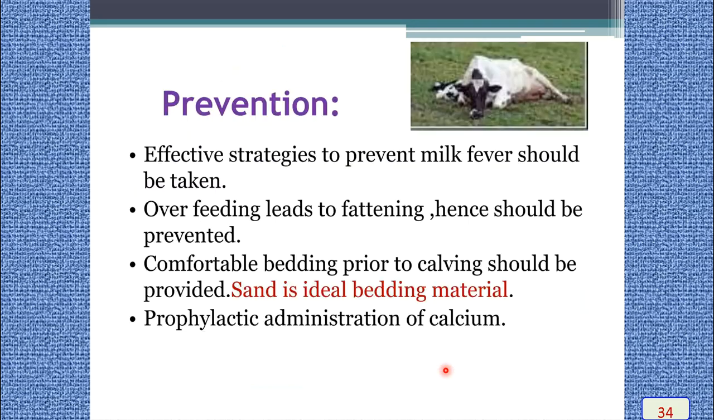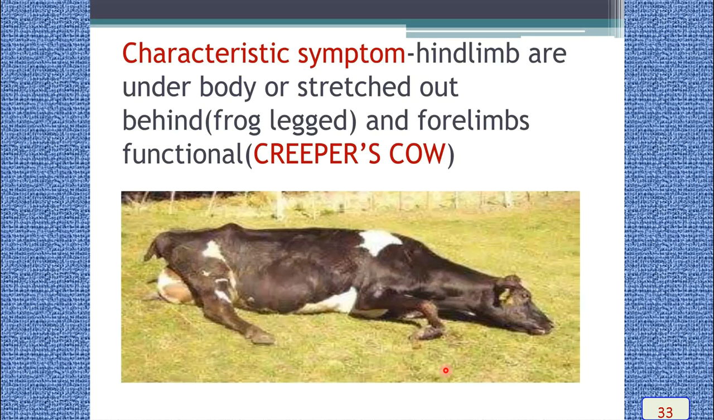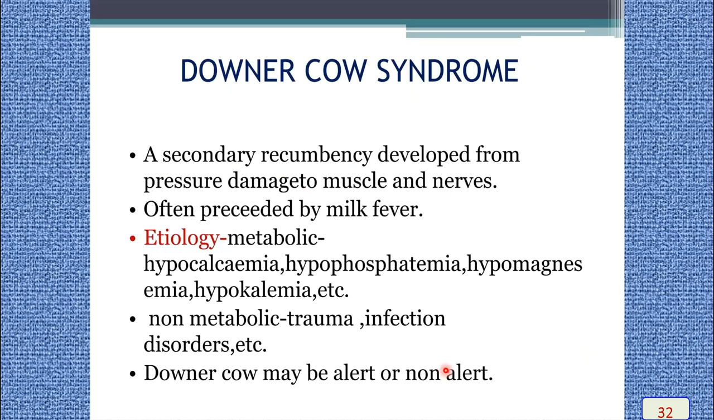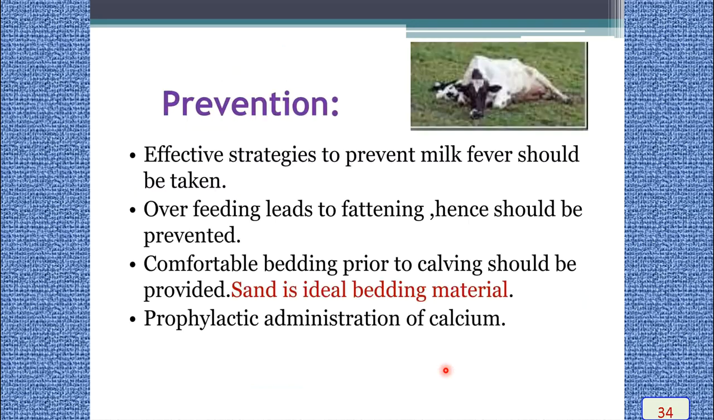Then for prevention of this, milk fever prevention should be adopted, especially the reduction in the calcium, potassium, etc. may also be helpful. Then comfortable bedding should be provided prior to calving. Sand is ideal bedding for the animal, and immediately if it is having Downer cow syndrome, better to lift it on the same day, because one has to think that if it is coming to the secondary stage, then that's also a problem.